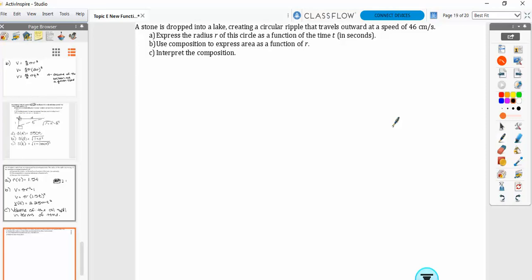So a stone is dropped into a lake, creating a circular ripple that travels outward at a speed of 46 centimeters per second. So express the radius in terms of time. What would that be? Because it said in terms of the time t.